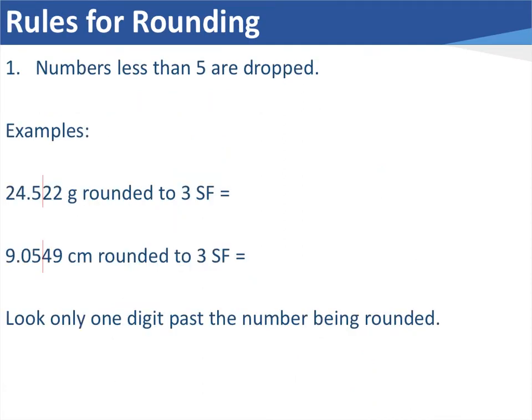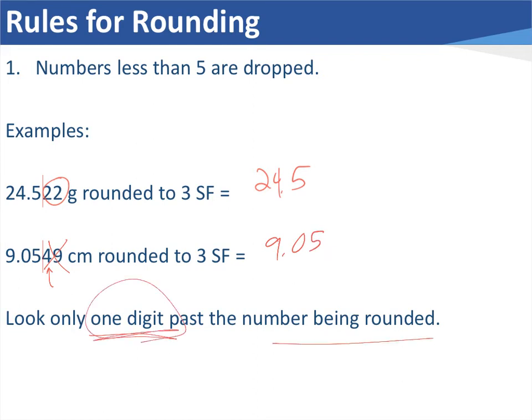Now, rules for rounding. Some of these rules are going to make sense and some of them are going to challenge your understandings, and I'm okay with that. If you're rounding and the numbers after what you're rounding are less than 5, then they're just dropped. So 24.522, if I'm going to round it to 3 significant figures, that's going to be 24.5, and I'm just going to drop those numbers. 9.0549, after the 5 is a 4. That 4 is less than 5, so they're just going to be dropped, and I'm going to have 9.05. Look, only 1 digit past the number being rounded.